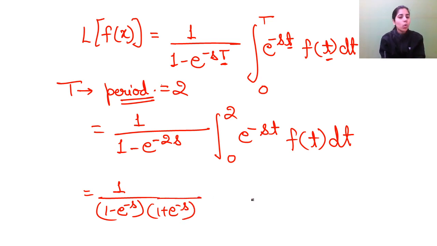Yes. How? It's going to be a square minus b square. So a will be 1, b will be e to the power minus s. So it will become a plus b into a minus b. Clear? That's how I have written that term in this particular manner.